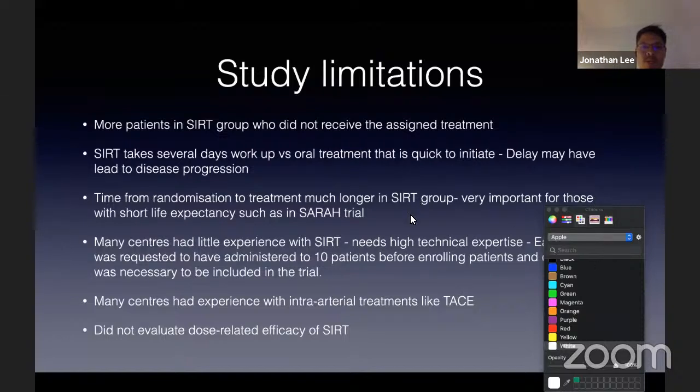And as we've been saying, the time from randomization can be a lot longer. Many centers had very little experience with SIRT, but within the criteria to be included within the study, the trial needed certain centers to have at least 10 patients of administration of SIRT, as well as certification to be included within the trial. And they didn't evaluate the actual dose-related efficacy of SIRT itself.